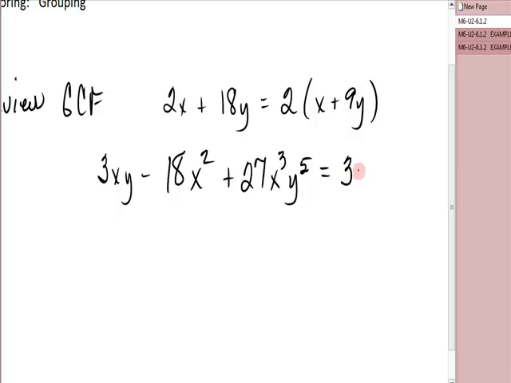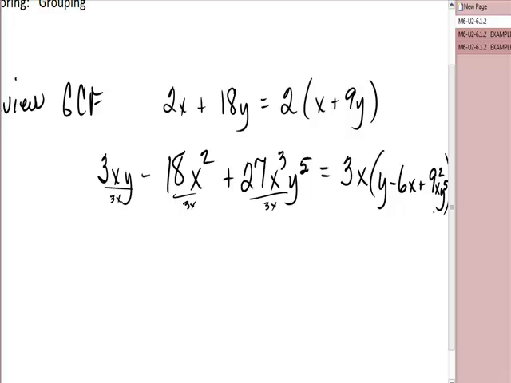They all have an x to a low power, but they do not all have a y. So you would factor out a 3x. And remember, factoring it out means really dividing by it, but you don't throw it away. That would leave you with y minus 6x plus 9x squared y to the fifth. And I'm sorry about that getting so crowded.